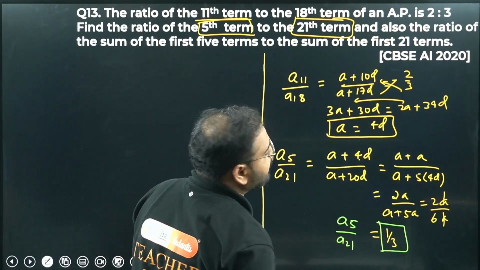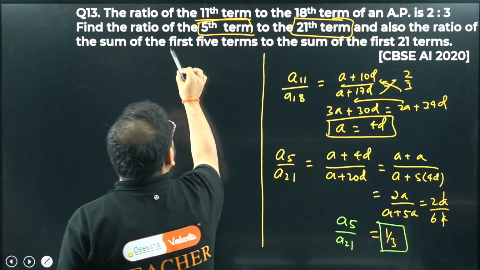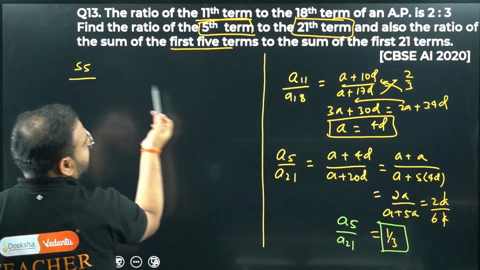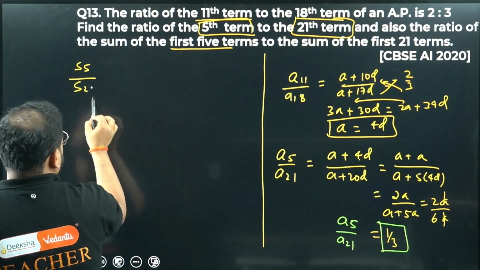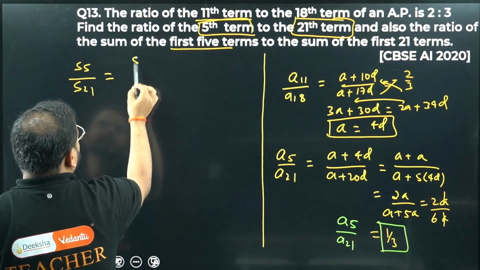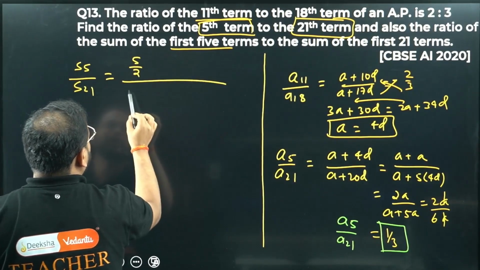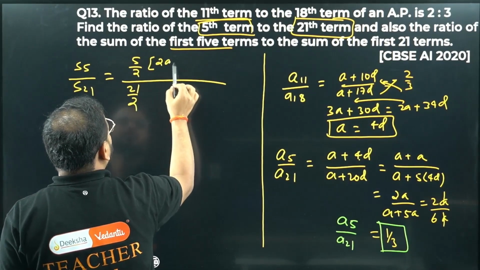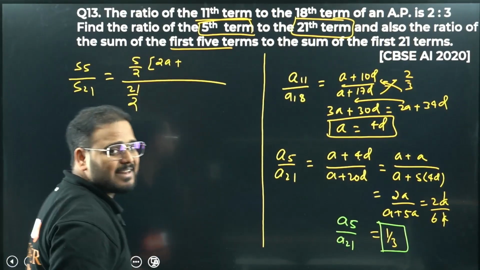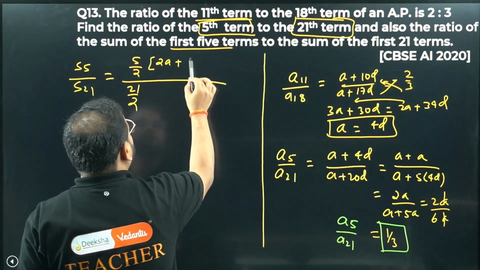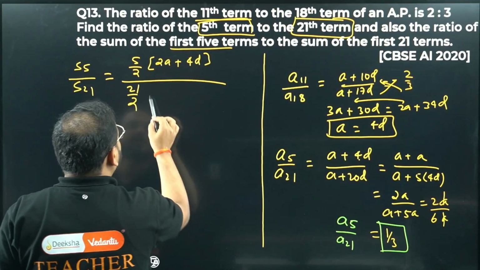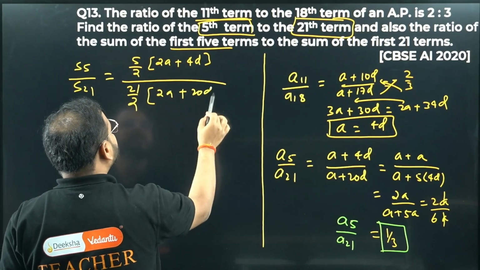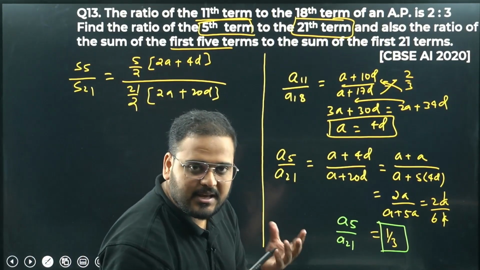Again, you can see AI paper 2020. It's a PYQ again. Sum of first 5 means S5 upon S21. So 5 by 2 whole thing divided by 21 by 2. This comes with again the same thing, 2a plus 5 minus 1, right? N minus 1 means 5 minus 1. So 4d. Same thing goes over here, 2a plus 21 minus 1, so 20d.